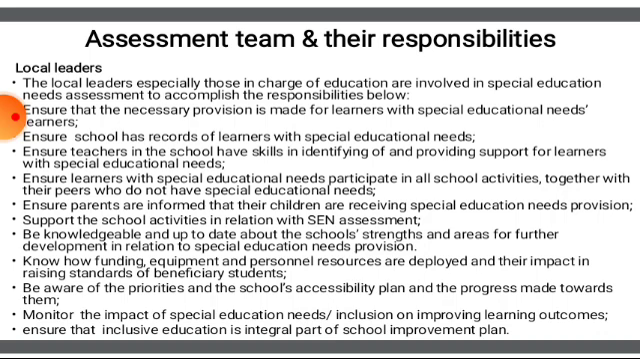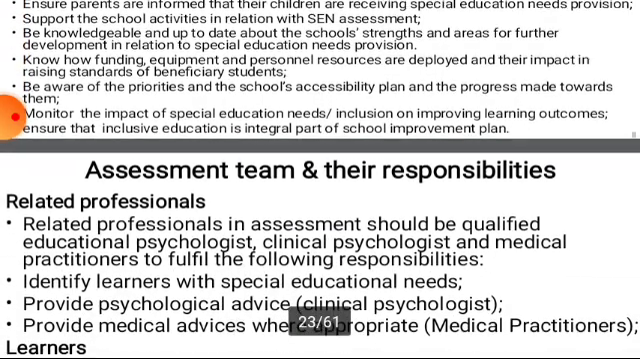Be knowledgeable and up to date about school strength and areas for further development in relation to special educational needs provision. Know how funding, equipment, and personnel resources are deployed and their impact in raising standards of the beneficiary students. Be aware of the priorities in the school's accessibility plan and the progress made toward them. Monitor the impact of special educational needs inclusion on improving learning outcomes. Ensure that inclusive education is an integral part of the school improvement plan.